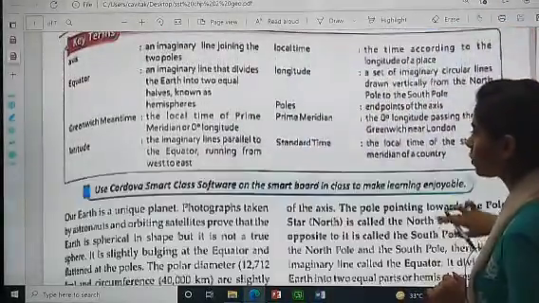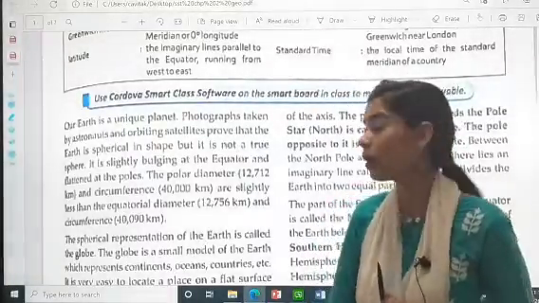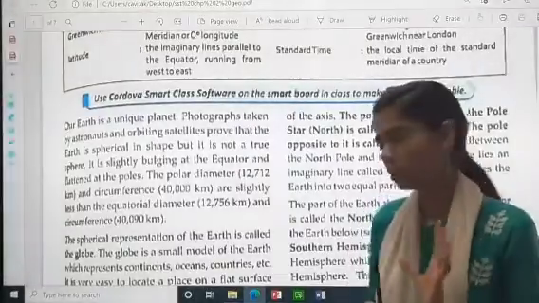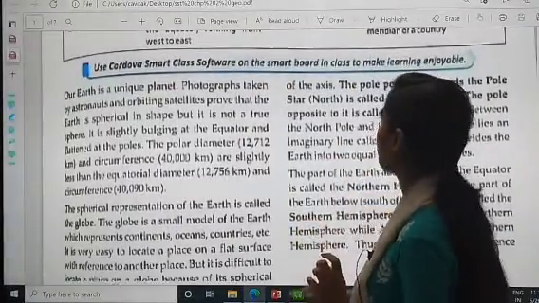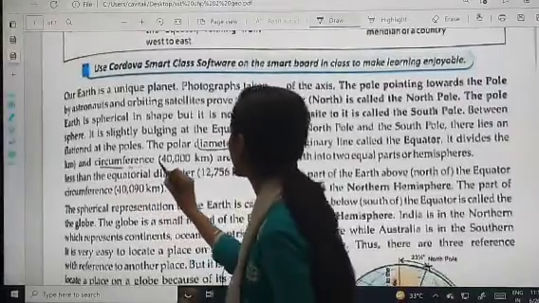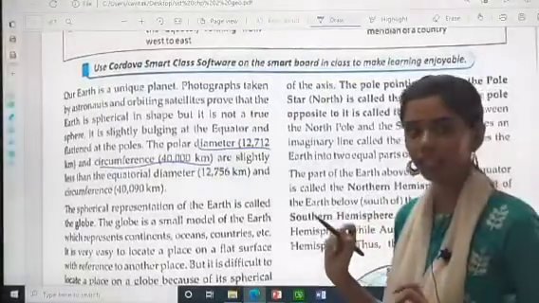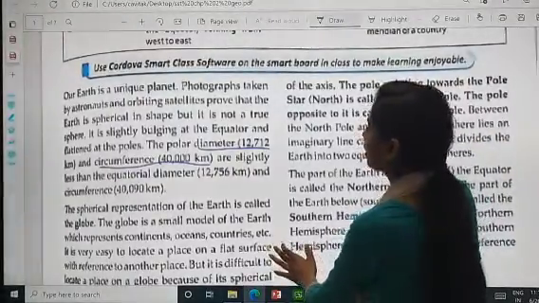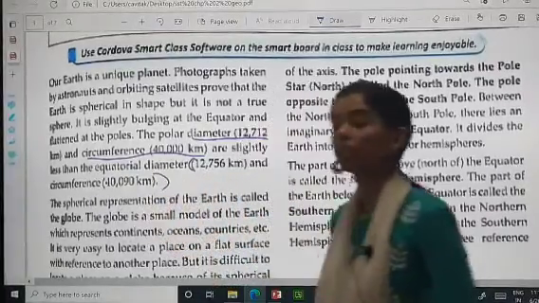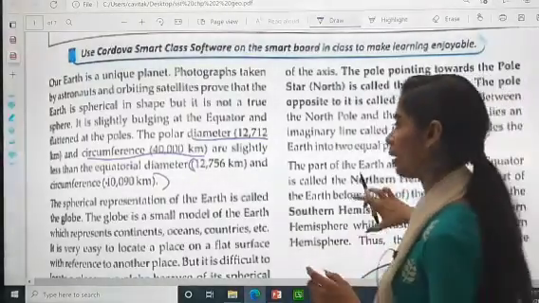Now let's start with it. So as I said, it is a little bulgy in shape at the equator. Okay? Equator area में थोड़ा bulgy है. The polar diameter, please underline it, and circumference is 40,000 kilometers. Okay, are slightly less than the equatorial diameter. This also you need to underline. Okay, so these are all the important information, that is the circumference and the diameter.